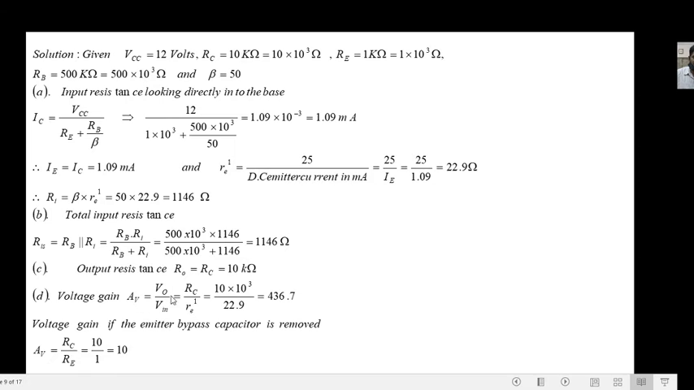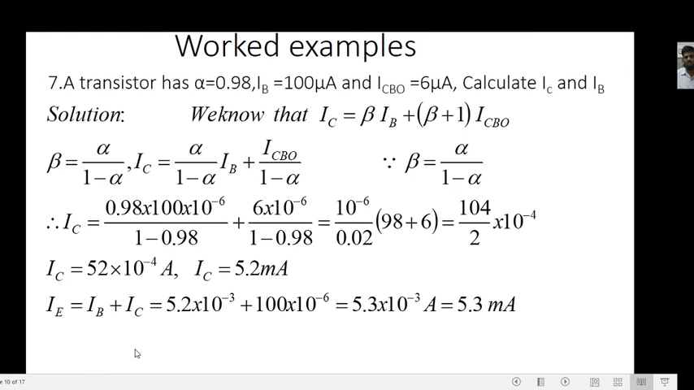Voltage gain Av is equal to Vo divided by Vin, Rc divided by Re prime, equals 10 into 10 power 3 divided by 22.9, that is 436.7. Voltage gain if the emitter bypass capacitor is removed, Av is equal to Rc divided by Re, 10 divided by 1 is equal to 10.